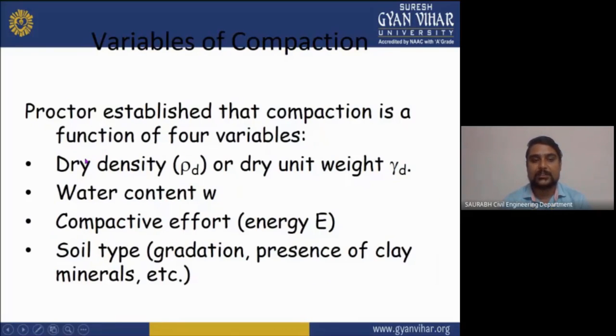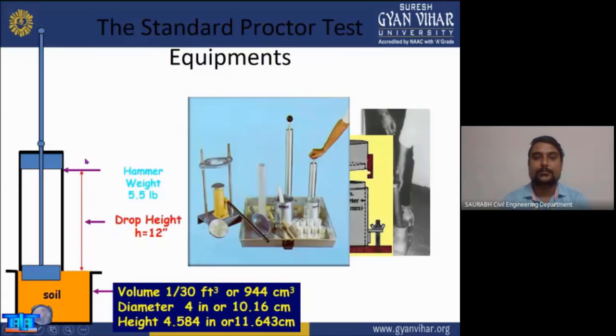And variables of compaction is here also. Proctor established that compaction is a function of four variables, as you can see here. First one is dry density, which is represented by gamma d, or dry unit weight. And water content w, compactive effort or energy E, and soil type: gradation, presence of clay and minerals. These are the variables which affect the compaction, and you can also say this is the compaction function for the variables.